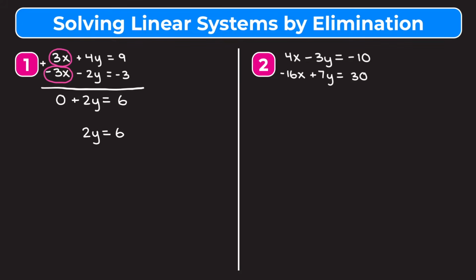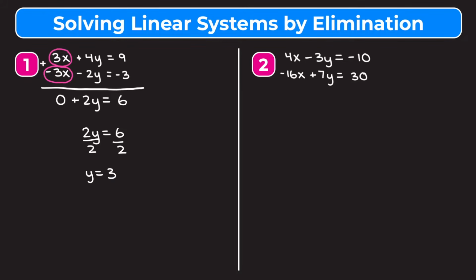So now we're going to solve for y. So we're going to divide both sides of our equation by 2. And we're going to get that y is equal to 3. So that's the first part of our answer. But remember, we're always going to need two answers for this problem. We need to get a y value and an x value. So now we need to think, how can we find the x value if we have the y value?